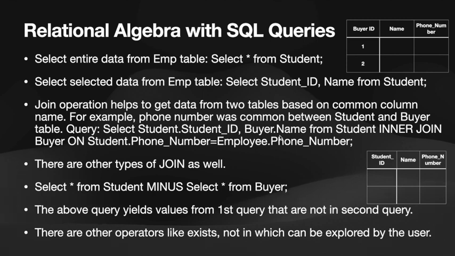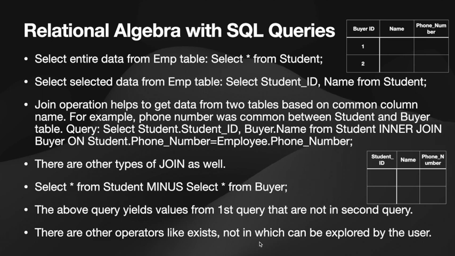There are other types of join as well, and as I mentioned, select star from student minus select star from buyer means it will fetch the data which is present in the student table minus the data from the buyer table. There are other operators similar to join and minus, such as exists, not in, etc. So this is how SQL queries work.